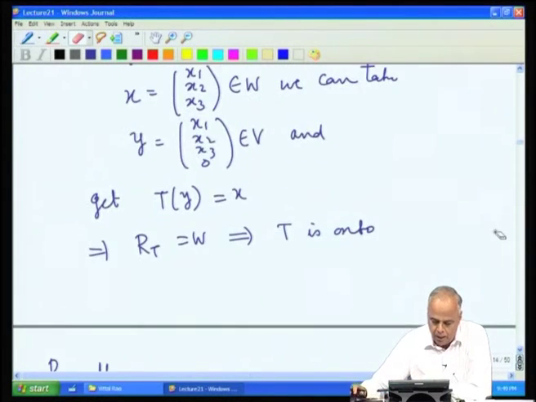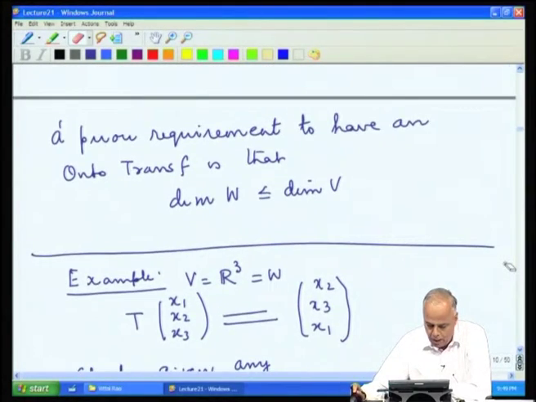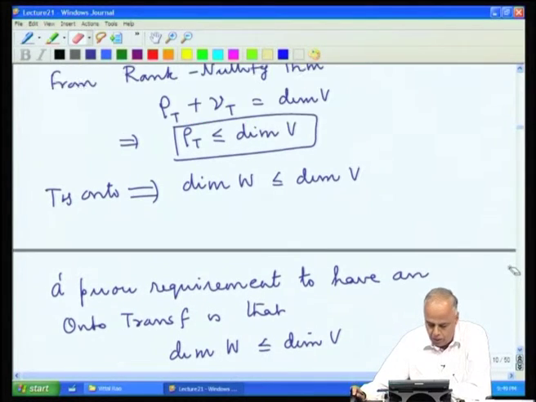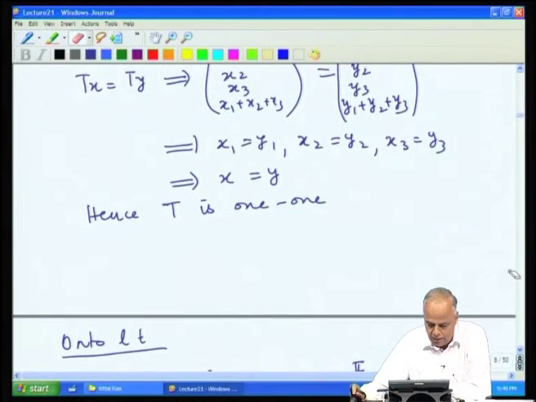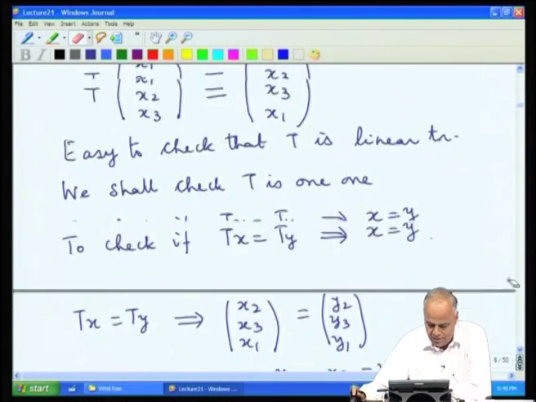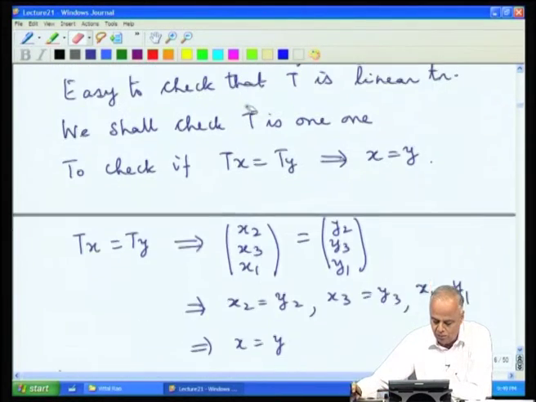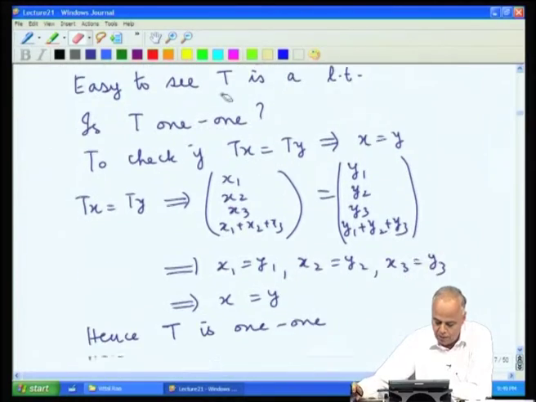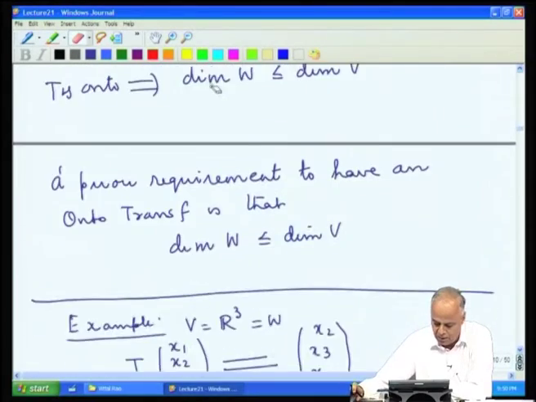Let us go back and look at what exactly we had. Remember, we had shown that an a priori requirement for a 1-1 transformation is that dimension of V is less than or equal to dimension of W. This is what we had. So, that is a very important requirement for a linear transformation to exist.